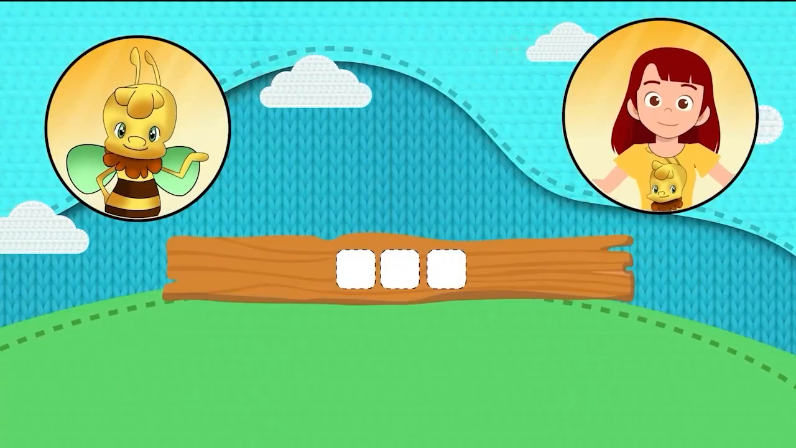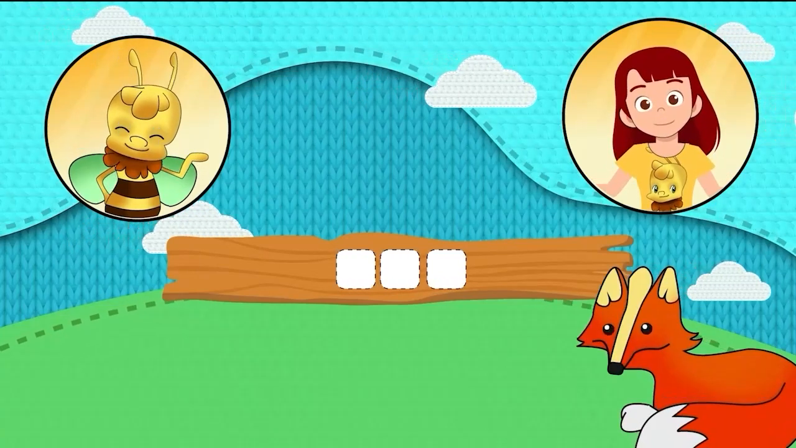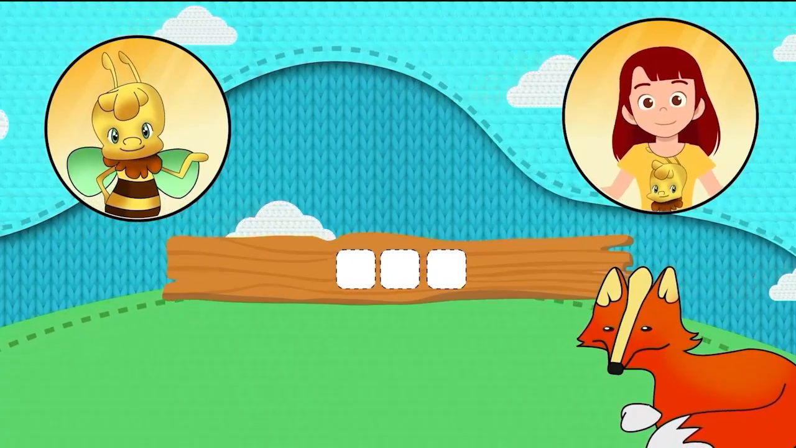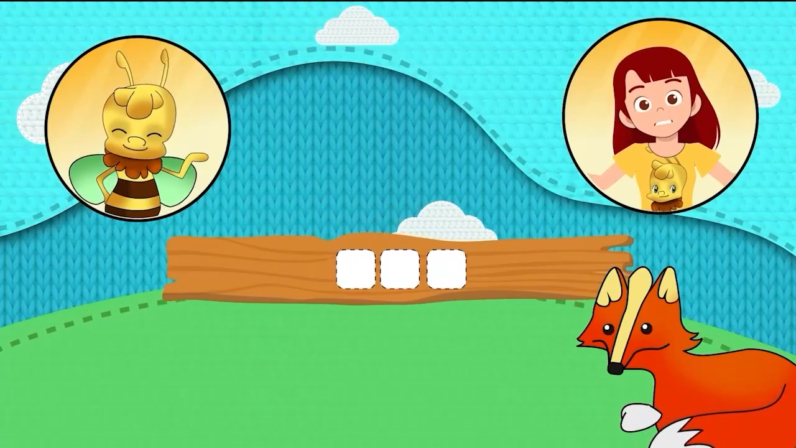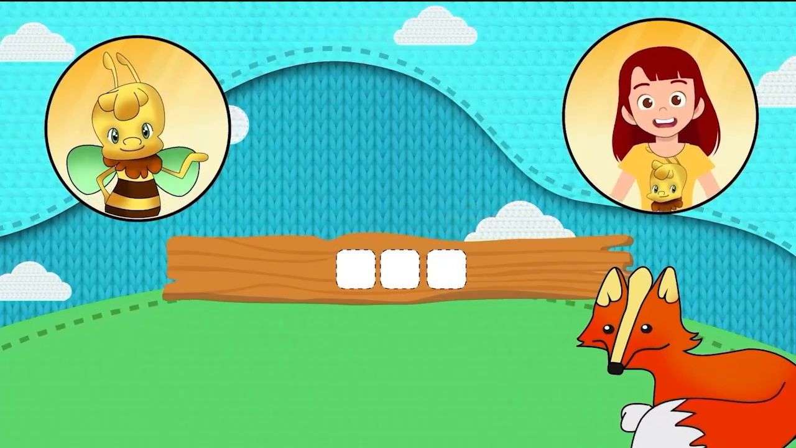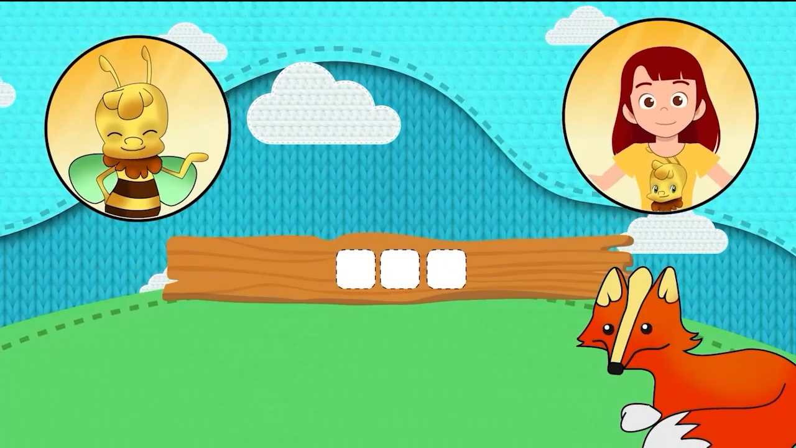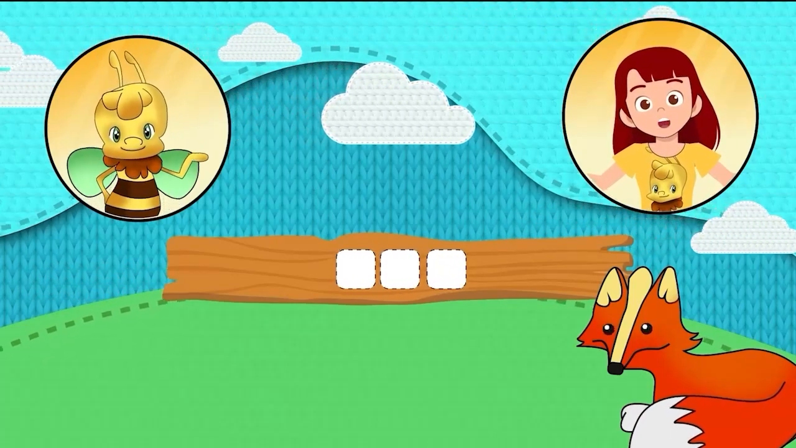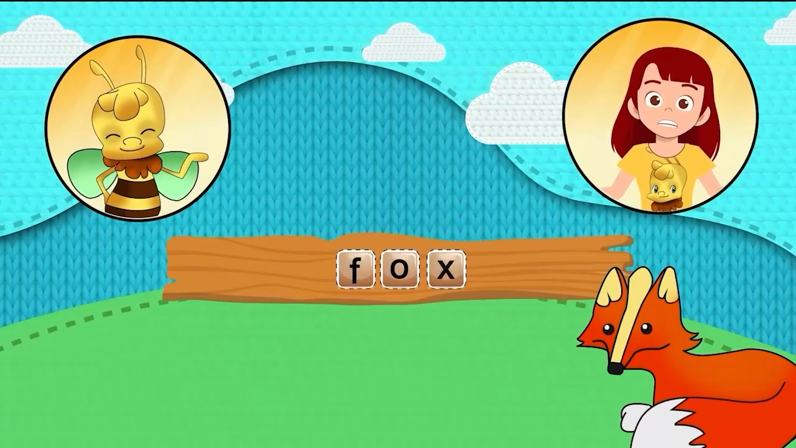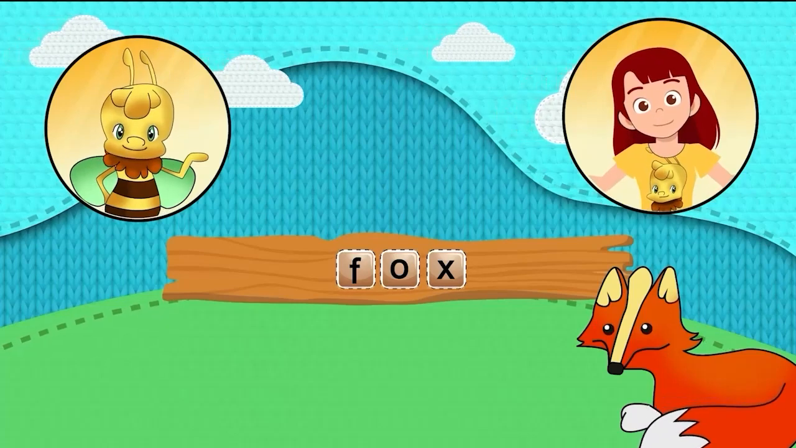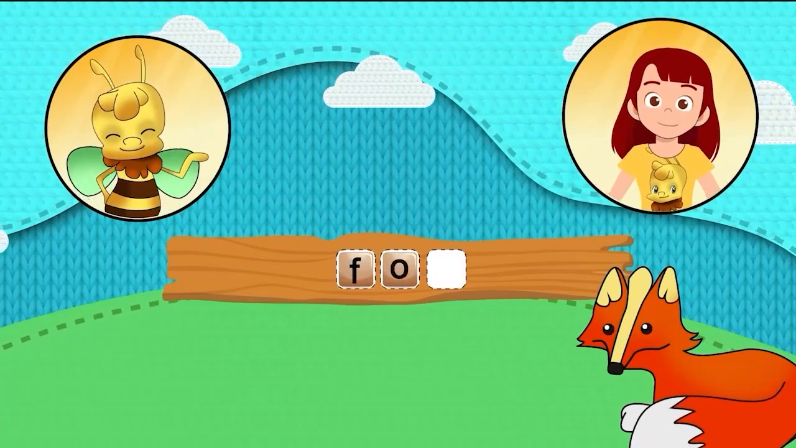We spell X-ray, Fox, and xylophone using the letter X. Xylophone is a type of instrument which you might have played before, but it is a hard word to spell, so let's learn how to spell fox instead. We spell fox F O X. Again, we spell fox F O X.